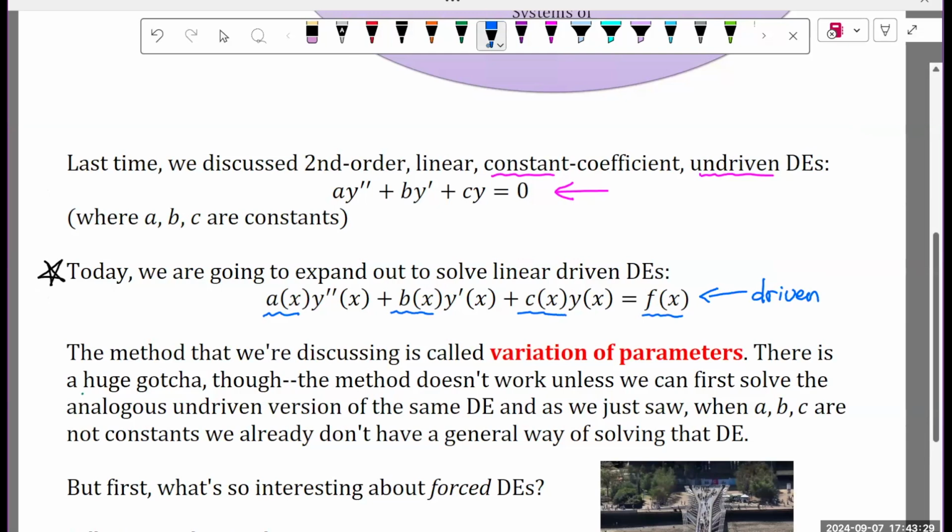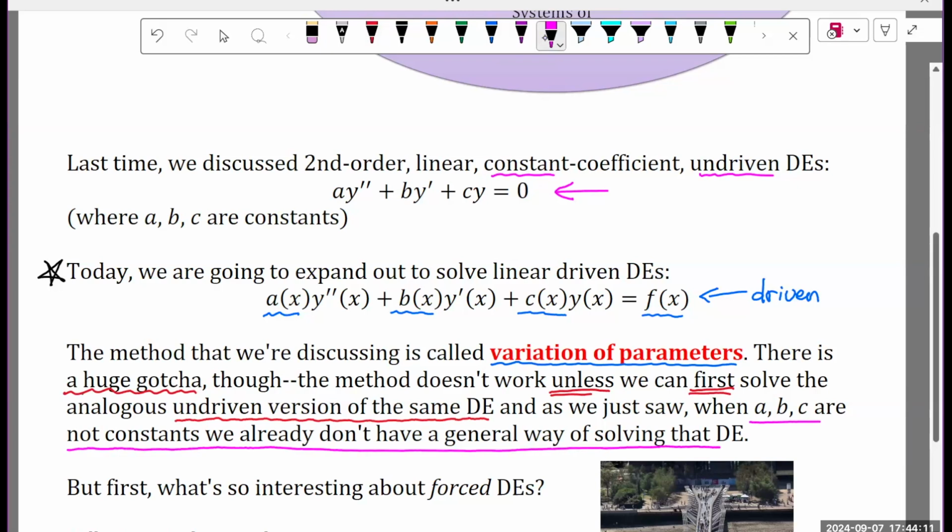The method that we're discussing is called variation of parameters, which is built to handle differential equations that are forced or driven or non-homogeneous. There is a big caveat, however, or a huge gotcha, and that is that this method does not work unless we first can solve the associated undriven or homogeneous version of the same differential equation. In other words, if we could set the right-hand side to 0 and solve that remaining equation. The big problem there is that if our coefficients a, b, and c are not constants, we already do not have a general way of solving that differential equation.